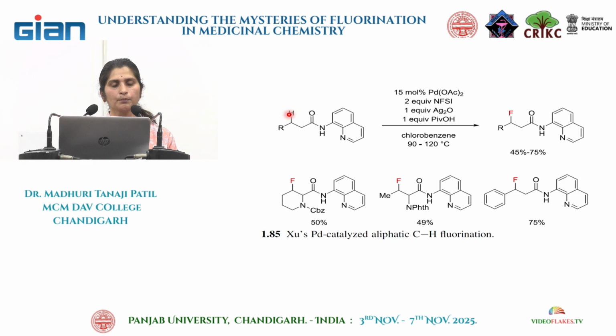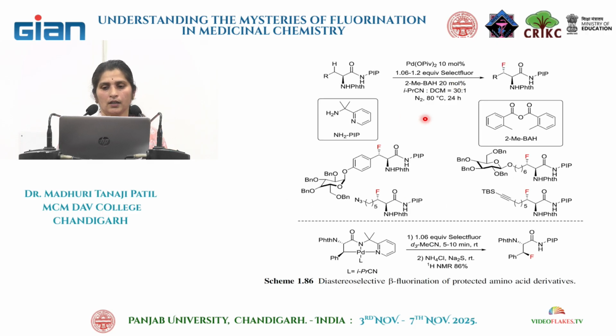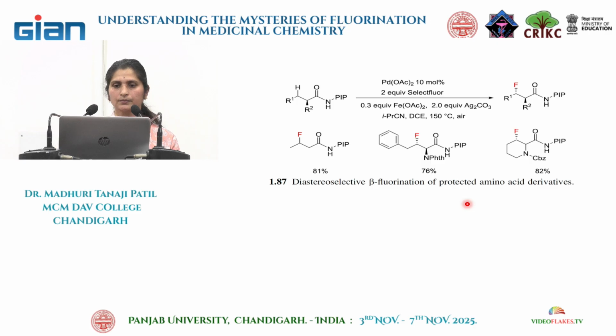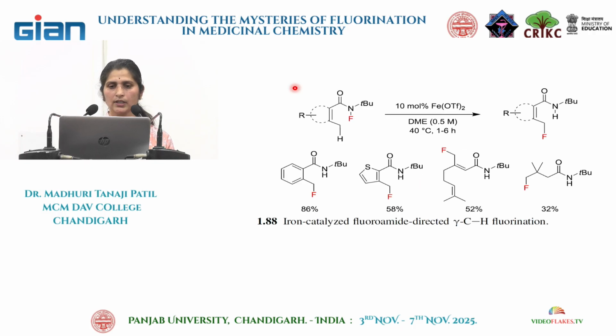This palladium catalyzed aliphatic C-H fluorination can be done for this compound. Here you can see this is a carbonyl compound, this is the alpha position and this is the beta position. The hydrogen at the beta position is displaced by fluorine. It is not an activated C-H, but still you can have fluorine at that beta position. Diastereoselective beta fluorination of protected amino derivatives can also be achieved using this palladium acetate catalyst, and you can have fluorine here instead of C-H. Such reactions are also there.